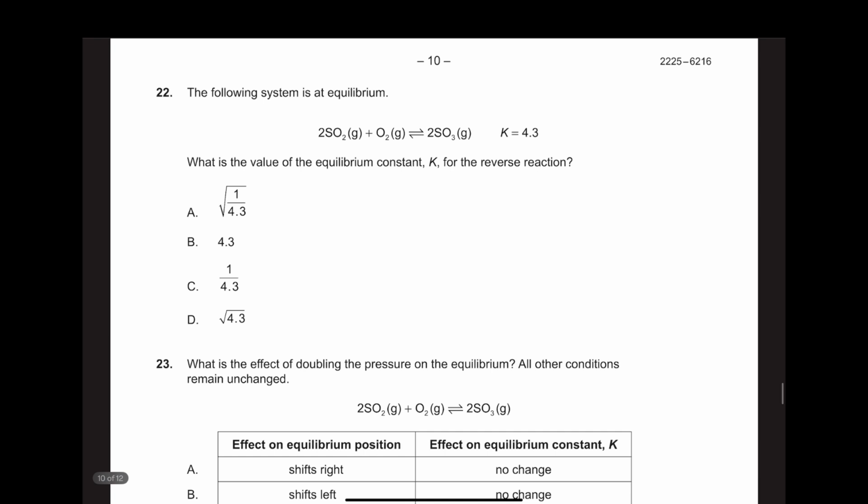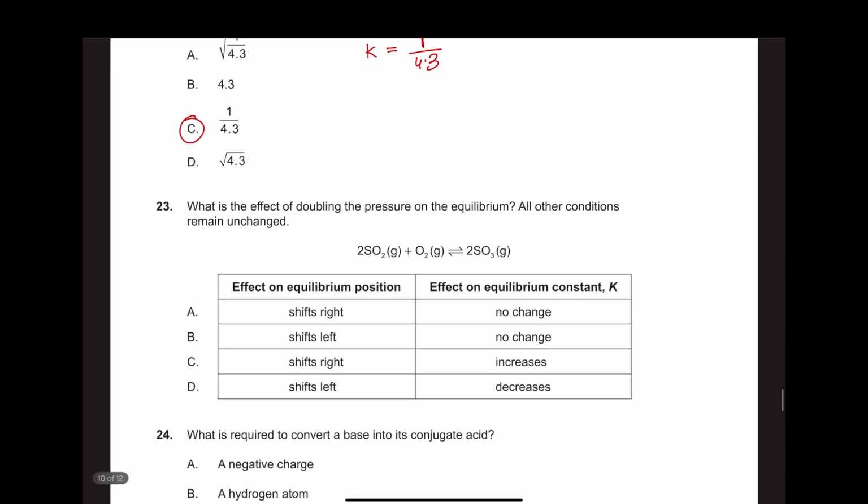Next, we have to find the value of the equilibrium constant for the reverse reaction. For the reverse reaction, the equilibrium constant will be 1 over the equilibrium constant of the forward reaction. So 1 over 4.3, option C. Next, what is the effect of doubling the pressure on equilibrium? We will keep all other conditions unchanged.